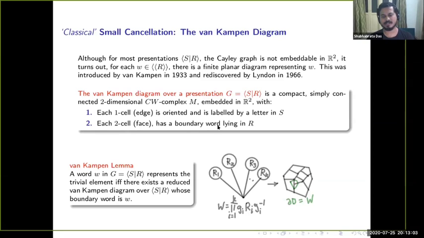And each two-cell, its boundary should be a word like this. R is our set of relators. So essentially we are thinking of words in R as circles, loops, or cycles in this type of diagram. These are typically the elements of capital R. So each two-cell has a boundary word lying in R.